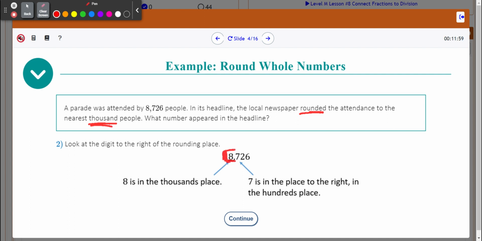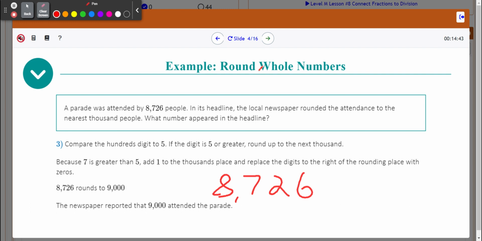So if I look in the 1,000 spot, I see the number 8. Now that's where you start. Where am I going to look? Well, I'm going to look at the number to the right. And if I look to the right, I see the number 7. Now, 7 is greater than 5, which means we're going to round up.